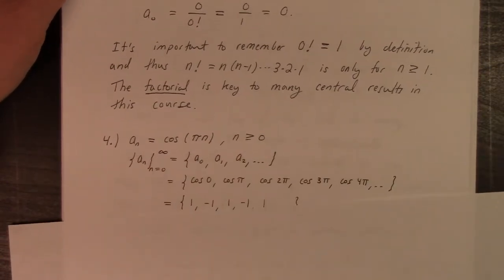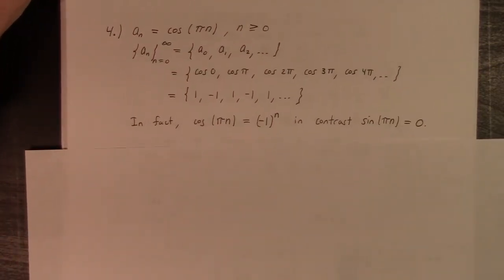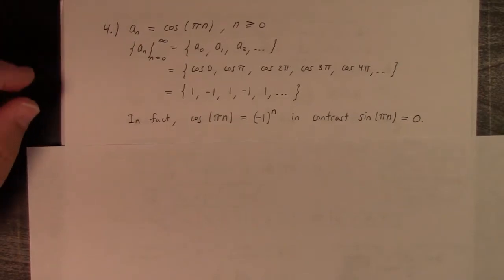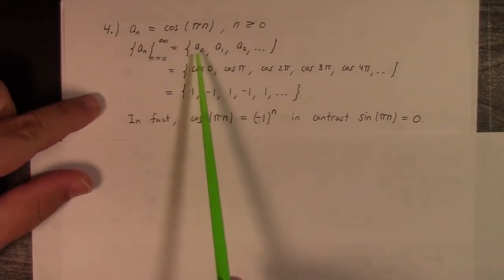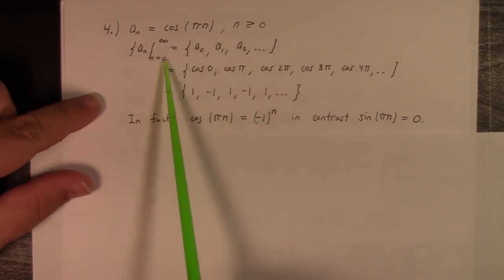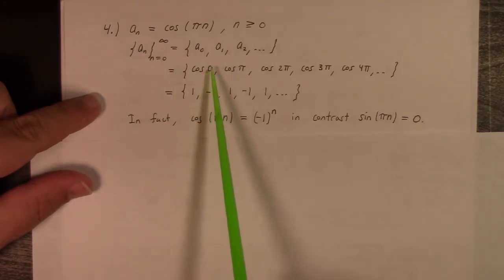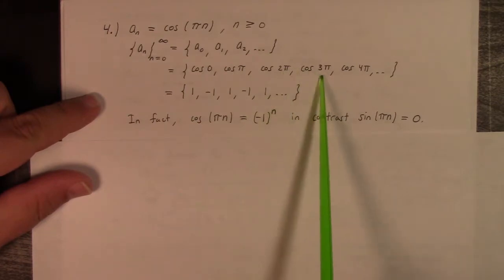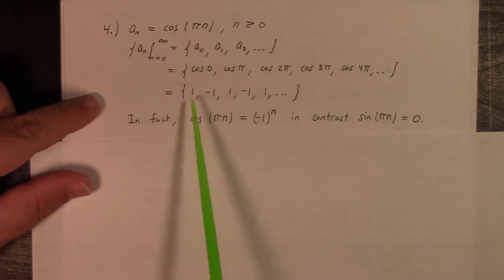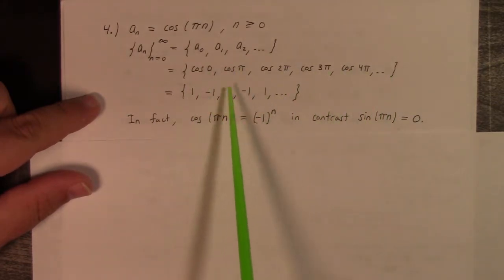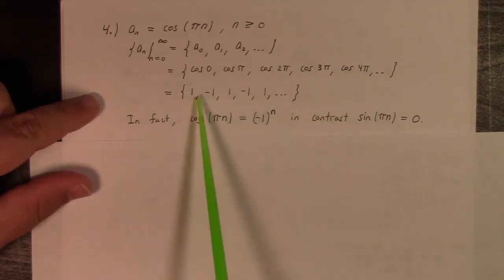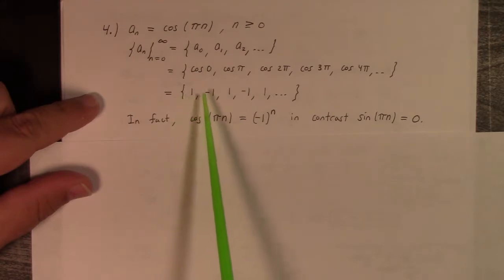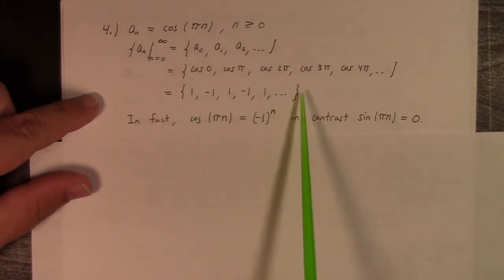Here's another one. Not another factorial, but another example. A sub n is cosine pi n. So suppose we look at a0, a1, dot dot dot, this sequence. We have cosine 0, cosine pi, cosine 2 pi, cosine 3 pi, cosine 4 pi, and so forth. Cosine 0 is 1, cosine pi is minus 1, cosine 2 pi is 1, cosine 3 pi is minus 1, cosine 4 pi is 1. So you see what's going on. Plus 1, minus 1, plus 1, minus 1, plus 1, minus 1.